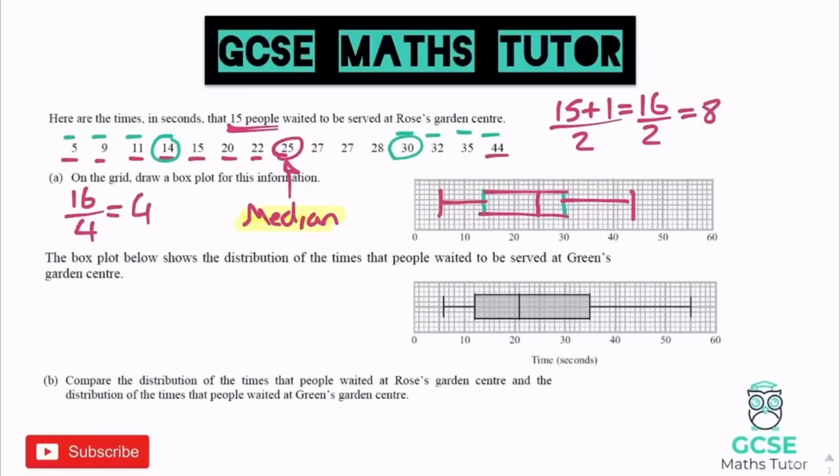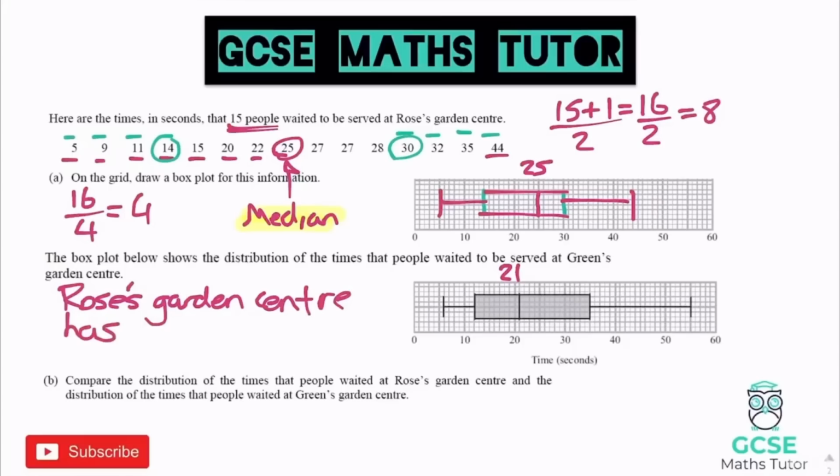So all we want to do is have a look who has the higher median, or the other way around, who has the lower median. And the higher median is here in Rose's. We know that that median there is 25. And if we have a look, it looks like this one is 21 at Green's. So I don't have to mention any numbers here. All I have to say is Rose's Garden Centre has a higher median.